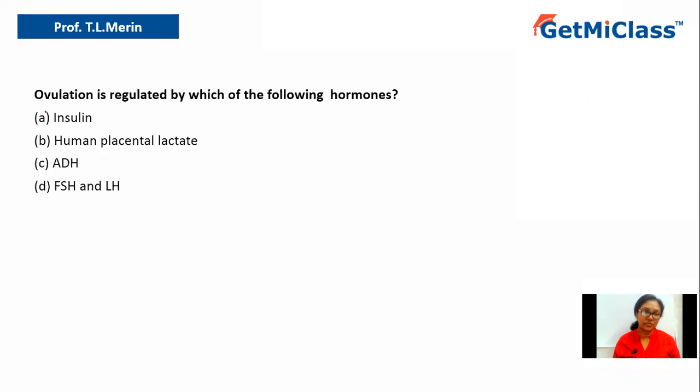Today we are going to solve this question which says ovulation is regulated by which of the following hormones? Option A insulin, option B human placental lactate, option C ADH, option D FSH and LH. So let us understand: which of the following hormones is necessary for the ovulation process, or which helps in the regulation of the process of ovulation.